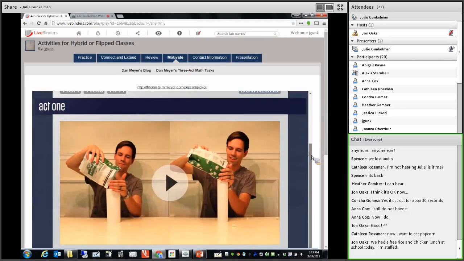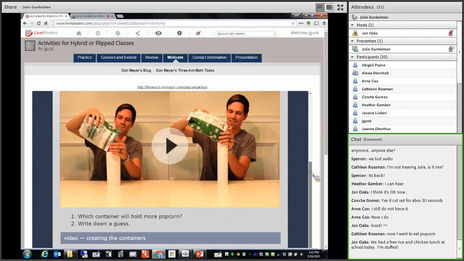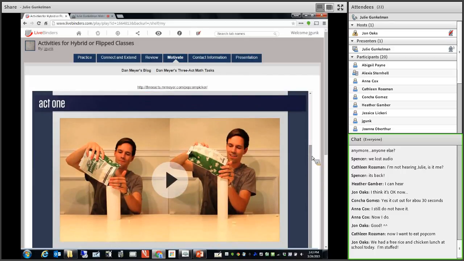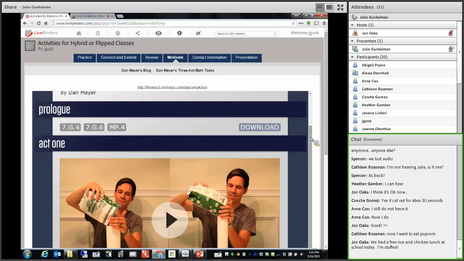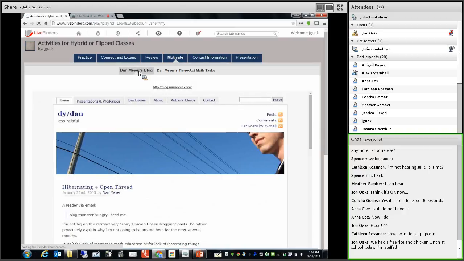Underneath the Motivate section, I've got the actual one that I did today with Dan Meyer, the popcorn picker. I use quite a few of his activities in my algebra classes, a lot in math for elementary school teachers. Not so much in college algebra or trig, but in the ones before that.